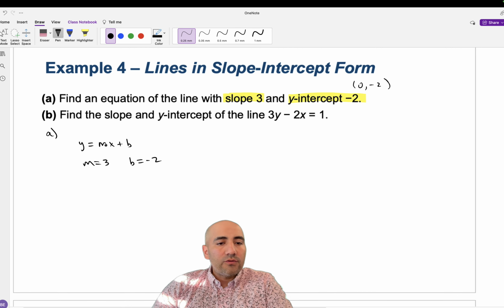All right, so now all we have to do is substitute it into here. Very easy. y equals 3x plus -2, or y equals 3x minus 2. Good. Okay.